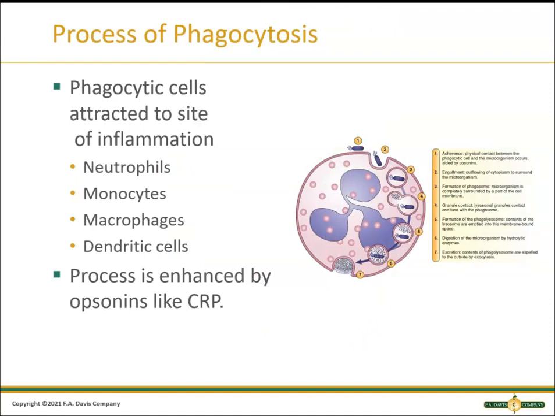So once they get there, they got to go through the process of phagocytosis. So the phagocytic cells go to the area of inflammation. Remember, we talked about the phagocytic cells being the neutrophils, the segs, the monocytes, the macrophages, the dendritic cells. This process will be really enhanced if the C-reactive protein, the CRP, is actually stuck on there. That's the opsonization. In other words, targeting it, labeling it to be destroyed.